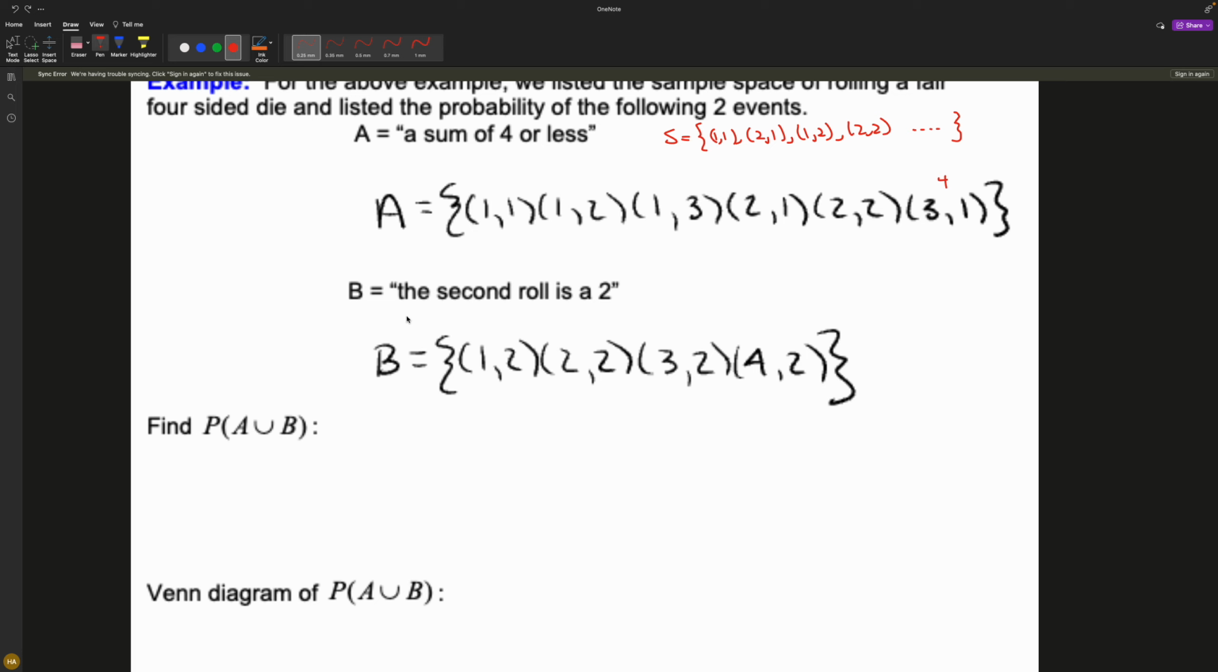So you roll the first time, you get a 1. You roll the second time, you get a 2. That's one combo. You roll it once, you get a 2. You roll the second time, it's a 2. That's the second combo. So you want the second roll to always be a 2. And you have 4 combos for that.